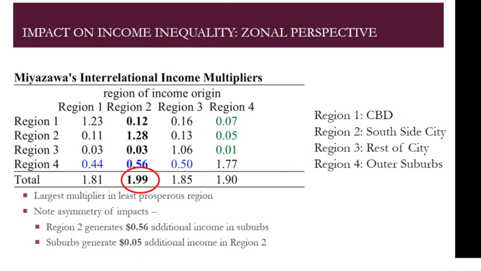So just to look at it, if you look at the column entitled Region 2, this is the least prosperous part of Chicago. It's dominated by African Americans, and most people sort of write it down. It's not very important. It turns out that a dollar of income to the folks living there generates the highest ripple or multiplier effect on the region. But further, the people who benefit the most are the people in the suburbs. 56 cents, shown in blue in the last but one row there, is how much they get.